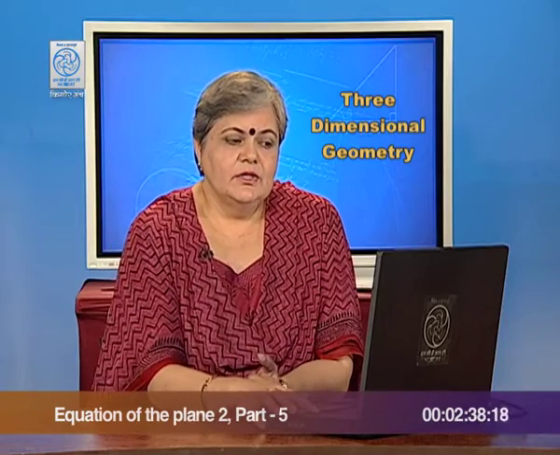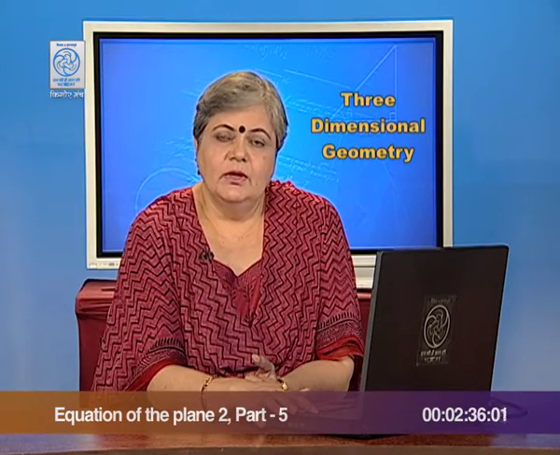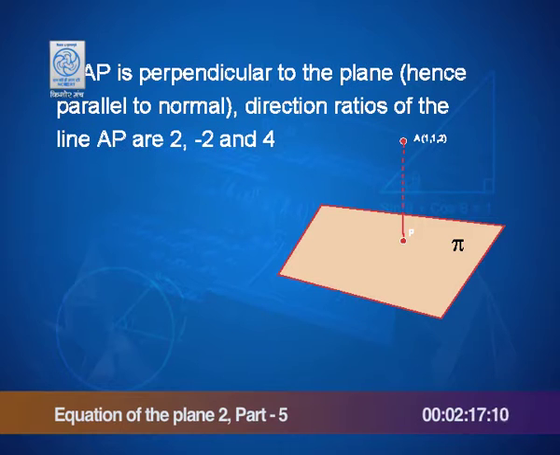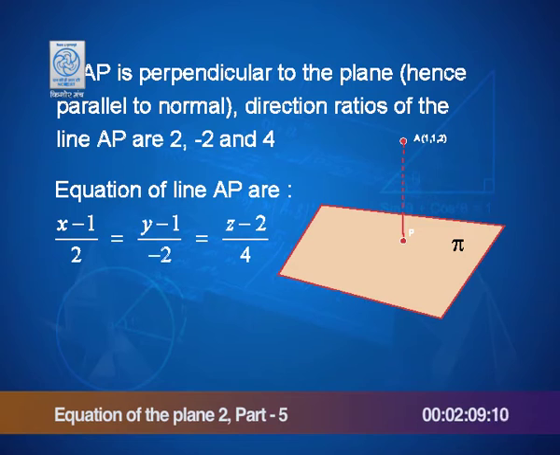Now, given the equation of the plane, I know the normal to the plane. In this case, I am looking at a point A with coordinates 1, 1, 2, and from there I draw a perpendicular to the plane. We are interested in finding the coordinates of point P. AP, being perpendicular to the plane, is parallel to the normal, and therefore its direction ratios are the same as that of the normal. That gives us the equation of the line passing through the point A in the direction of the vector with direction ratios 2, -2 and 4.